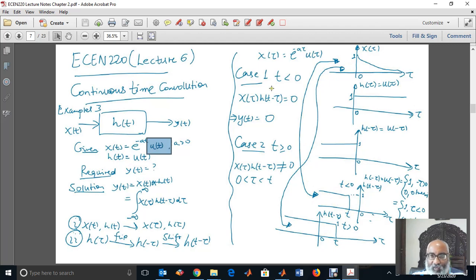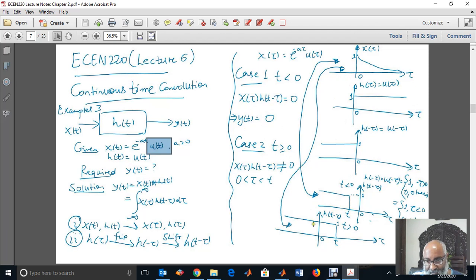Okay, this is case 1. When you multiply these two, the result is 0. Why? Because for tau less than 0, x(tau) is 0. I don't have anything here. For tau less than 0, this one has something in this region. But because x(tau) is 0, the result will be 0. So the product is 0, which means y of t is 0. Okay? What about for t greater than 0?